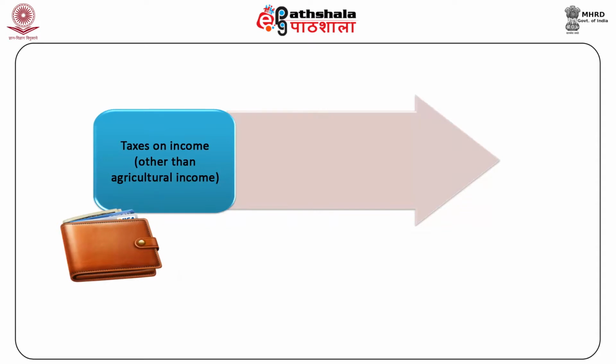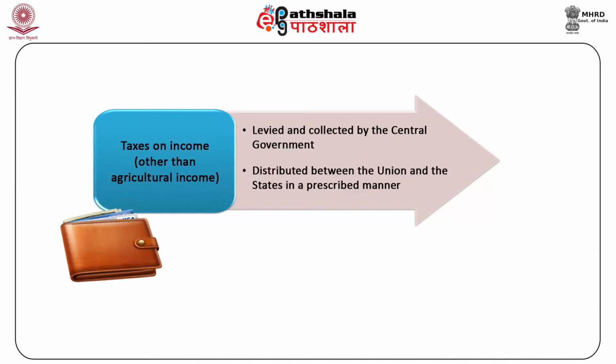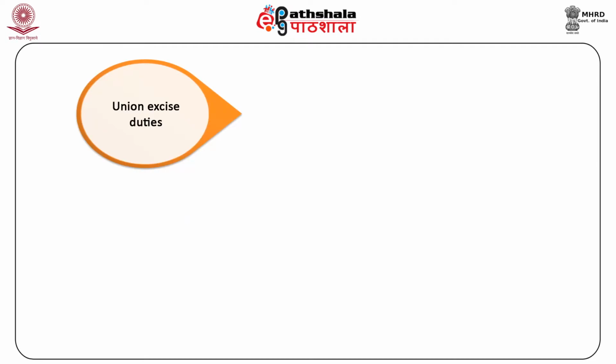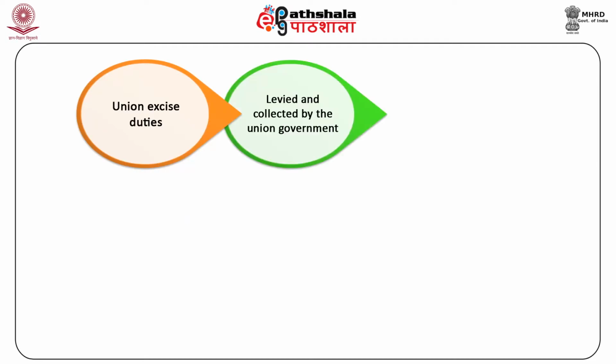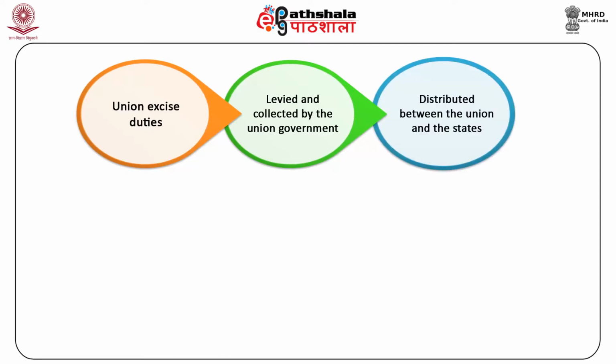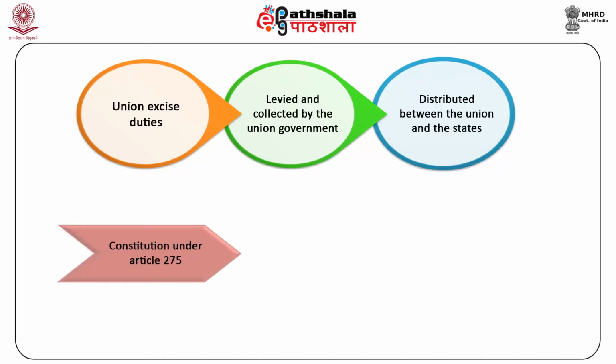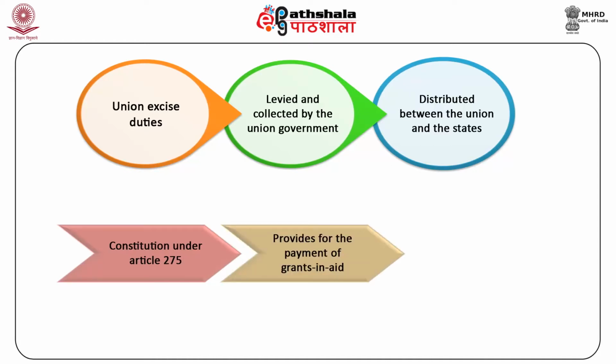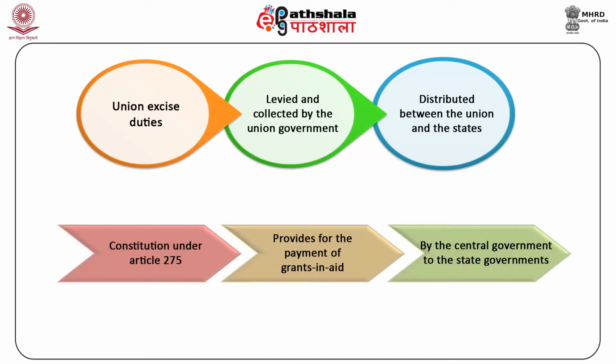Taxes on income other than agricultural income under Article 270 of the Constitution are levied and collected by the central government but are distributed between the Union and the states in a prescribed manner. Union excise duties are levied and collected by the Union government but may be distributed between the Union and the states. The Constitution, under Article 275, provides for the payment of grants-in-aid by the central government to the state governments.